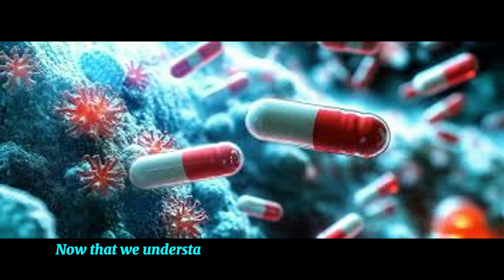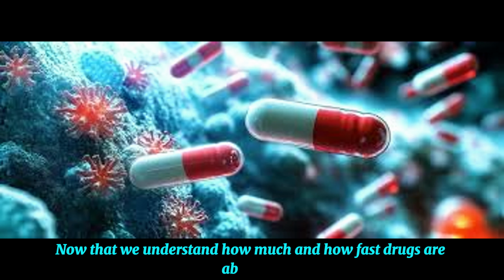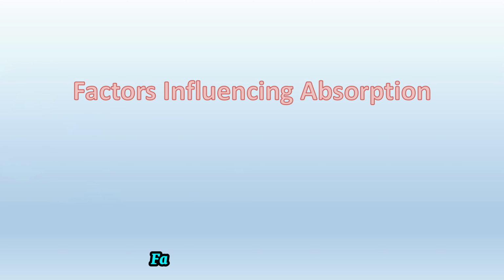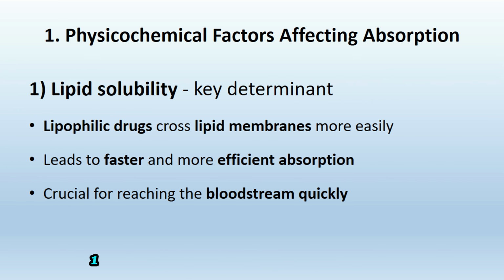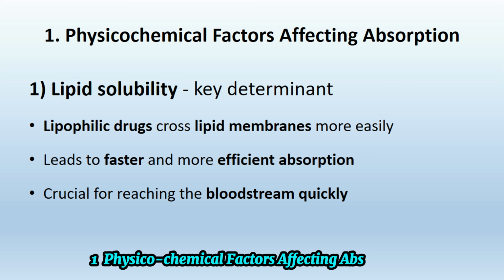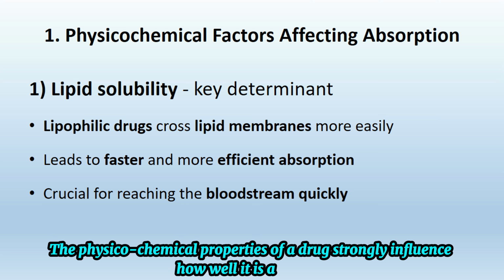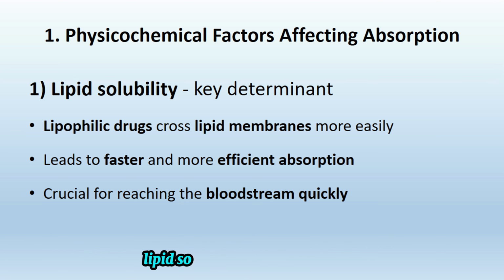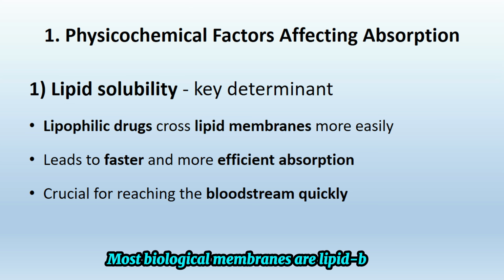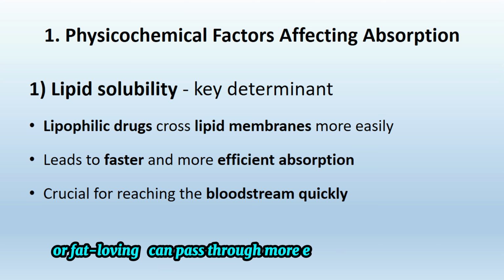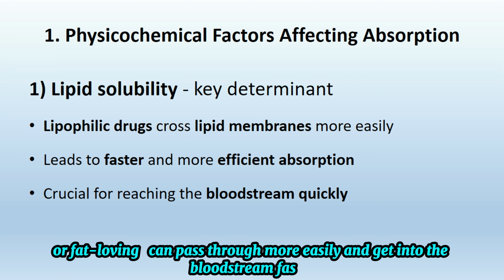Now that we understand how much and how fast drugs are absorbed, let's explore the factors that influence absorption in the first place, starting with the drug's own properties. Factors influencing absorption. 1. Physicochemical factors affecting absorption. The physicochemical properties of a drug strongly influence how well it is absorbed. First, lipid solubility plays a major role. Most biological membranes are lipid-based, so drugs that are more lipophilic, or fat-loving, can pass through more easily and get into the bloodstream faster.